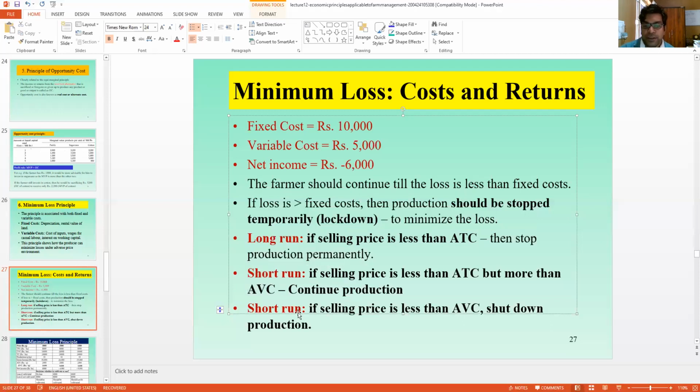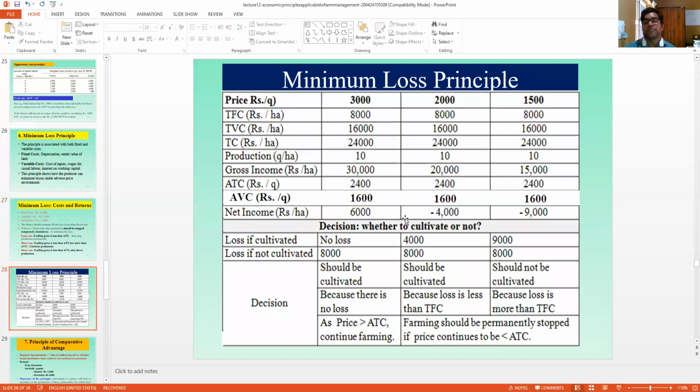But if the selling price is less than average variable cost, then the farmer has to shut down his production permanently in the short run also. This is called the shutdown price. Shutdown price is the selling price being less than AVC. Are you getting it? Now you see here, this is the minimum loss principle.